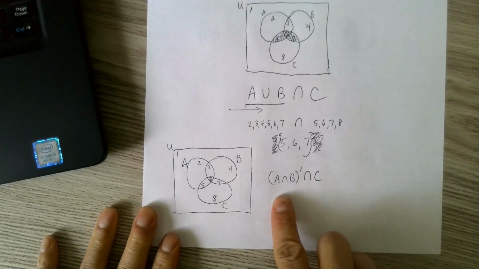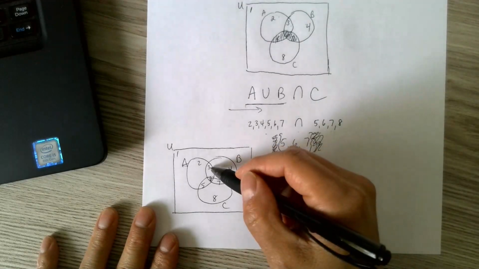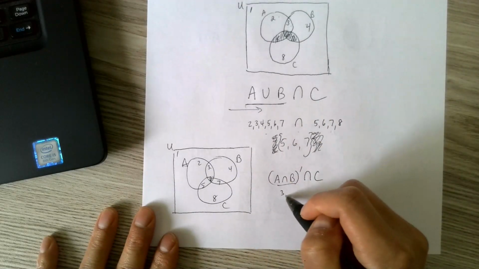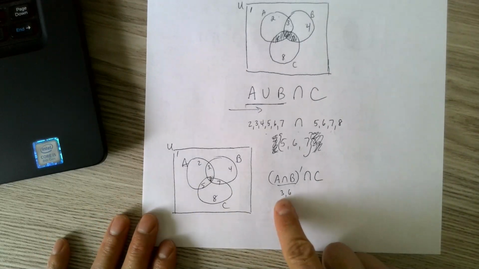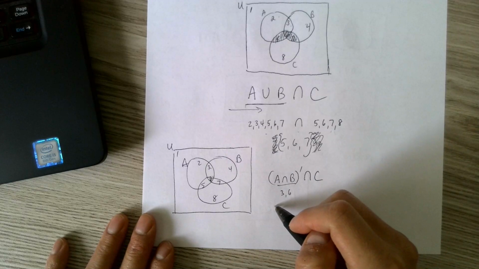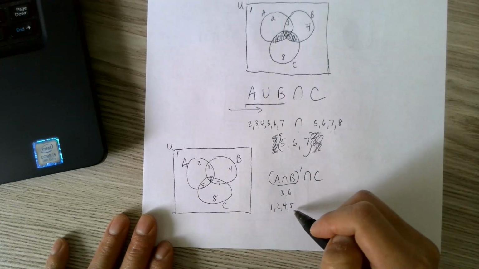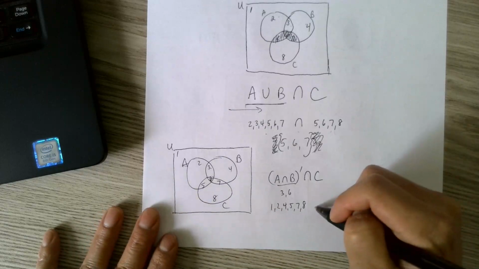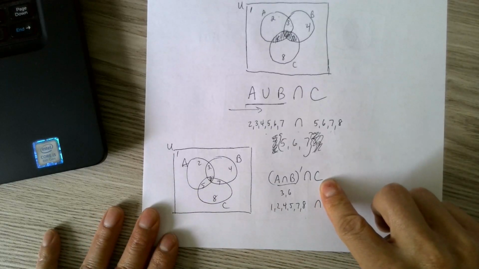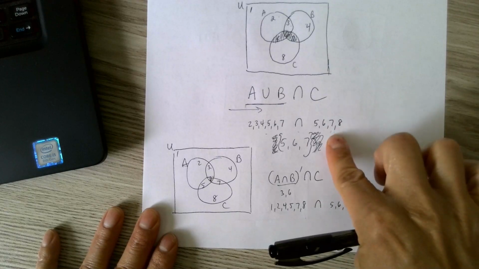Okay, so first inside the parentheses, A intersection B, that's just 3 and 6. Then I do the complement of 3, 6, which is 1, 2, not 3, 4, 5, not 6, 7, 8. Now C is 5, 6, 7, 8. I remember that from before in the other problem.